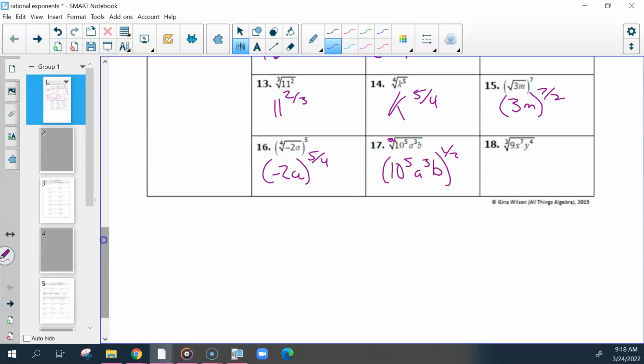And then 18, how would you write that? Parentheses. So now that you know how to write one and the other, and vice versa, now we're going to actually use both to help us simplify.